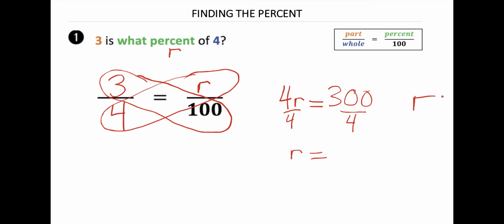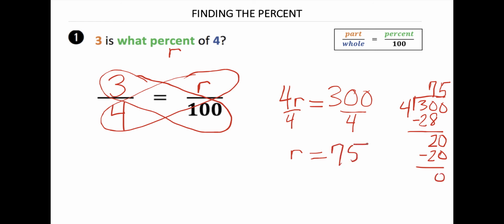Let me just over here do this. 300 divided by 4. 4 goes into 30. If I'm not mistaken, it goes in 7 times. 7 times 4 is 28. Subtract. I get 2. Bring down the 0. 4 goes into 20 evenly, so this will be the end of the road. 4 into 20 goes 5 times. 5 times 4 is 20, that's 0. So r is equal to 75.